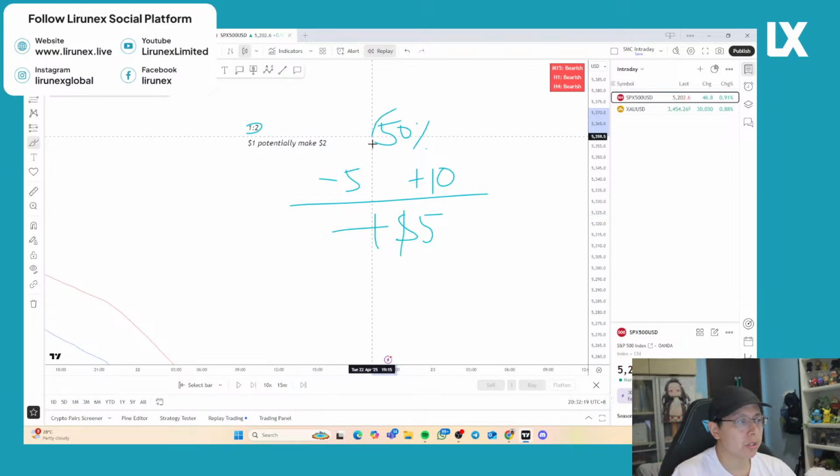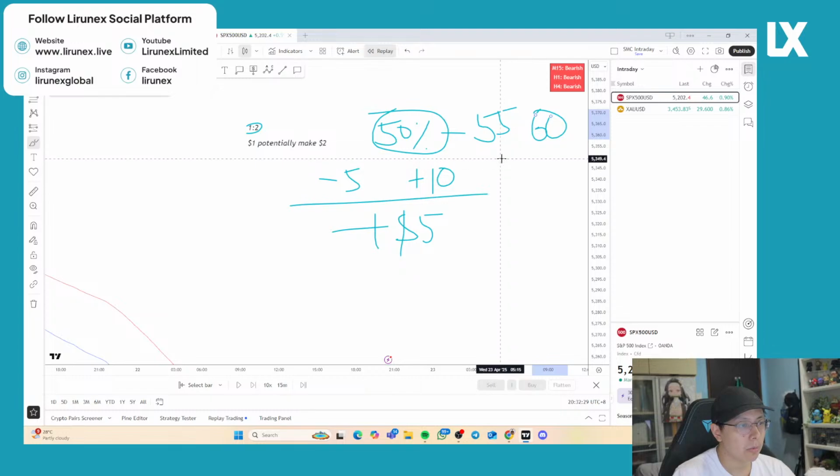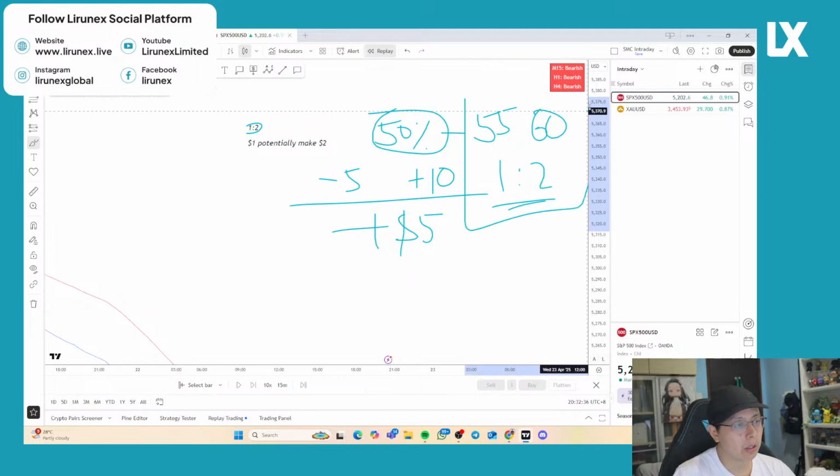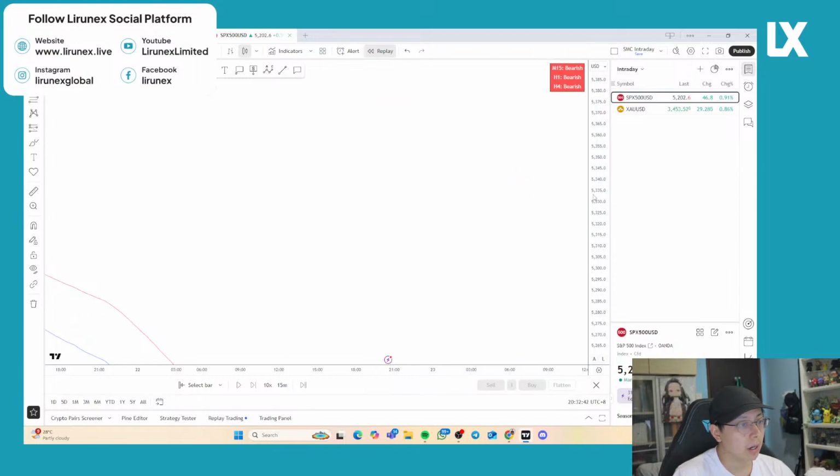A lot of times traders just focus on the hit rate itself. But you don't need a very high hit rate. You just need about a 55 to 60% win rate with an average of 1:2. If you calculate the math behind it, it's a very solid expectancy, very solid profitability.